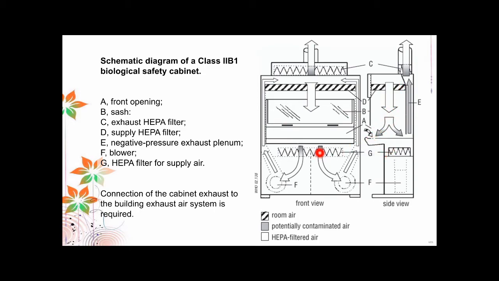And then the air flows to the two blowers, which is again circulated in the BSC. Some of it goes out, again filtered, and some of it goes here. You actually have another set of exhaust HEPA filters. So for this BSC class 2B1, the connection of the cabinet exhaust to the building exhaust system is required.